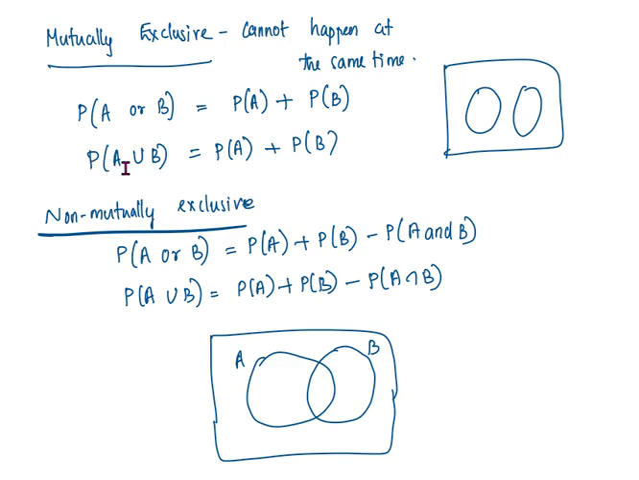Okay, and P of A or B means it is P of A union B, that will be equal to P of A plus P of B. And remember, the Venn diagram for mutually exclusive events will be two circles like this which are not touching each other.